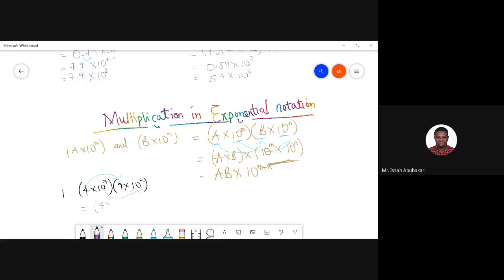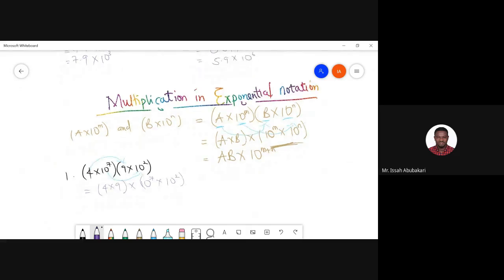So this should give us 4 multiplied by 9, multiplied by 10 power 7 multiplied by 10 power 2, because we have two of the tens. Let me write all of them, and then we simplify that later. This is the same as the original general equation that I wrote earlier on. Now, let's multiply 4 by 9. 4 times 9 should give us 36. Then we multiply that by 10 power 7.